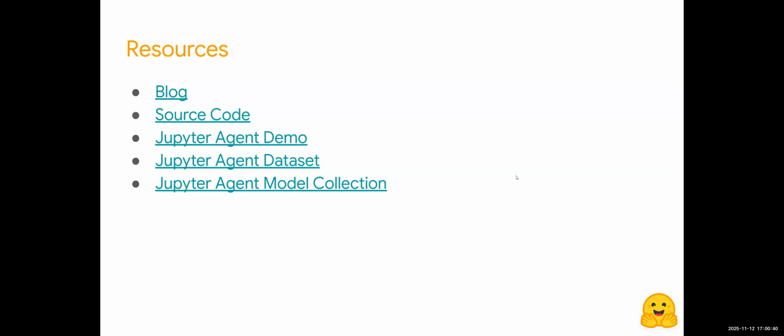So to cut this short, here are all the resources we have, and we have them openly on Hugging Face. We have the blog, and a GitHub repo to reproduce the dataset generation and host the Jupyter agent. We have the demo, which I showed you now. I hope the API will be fixed soon. And then we have the synthetic dataset that we used for training the models, which are available in the model collection. So yeah, this is how the dataset looks.